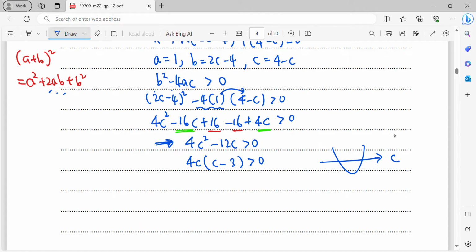And then, for the next step, I need to find the intersection with the c axis. So I will let this be 0. That means your c is 0. And when I let this bracket be 0, the c is going to be 3. So I will label here as 0 and 3. And now, the region is based on the last part. So the graph is greater than 0. Greater than 0 means that it is above the c axis, which means now your c is less than 0 or c is greater than 3. So that's the solution of this question.